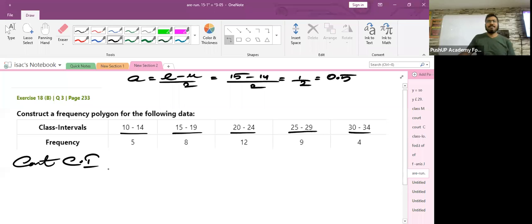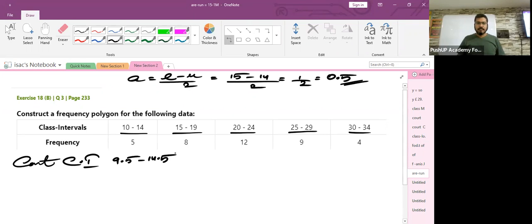Eamon, what should I do? Tell me. Converting 10 to 14 into a continuous class interval, what should I do? Adjustment factor is already found. Hemant, yesterday only I taught you. There is no gap of even a day. Tell me. Subtract, isn't it? So 10 minus 0.5 is what? 9.5. 14 plus 0.5 is what? 14.5. A month, you're not touching your book at home.